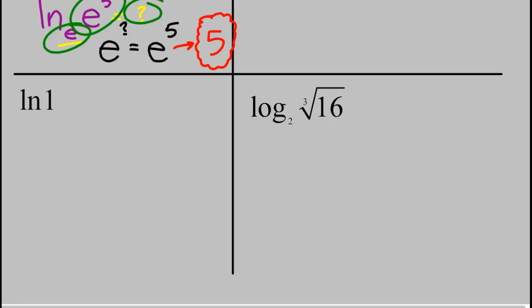The natural log of 1. E to what power equals 1? Nope. E to the 1 power is E. 0. That's a 0. E to the 0 power is 1.